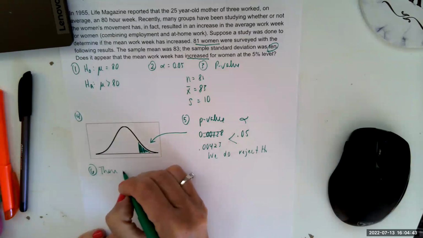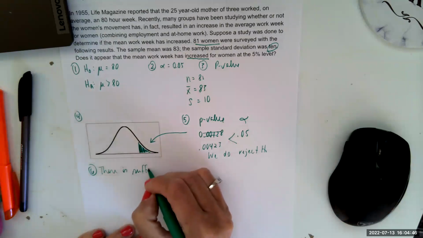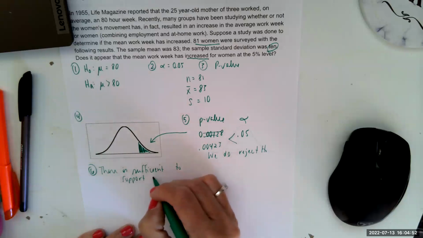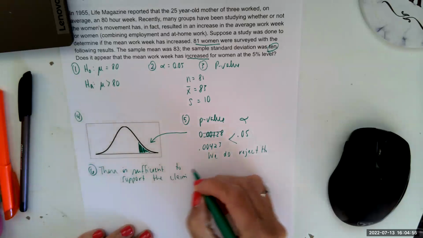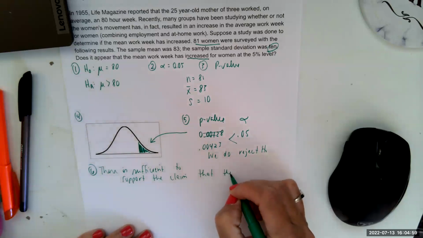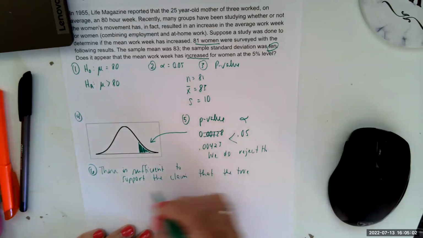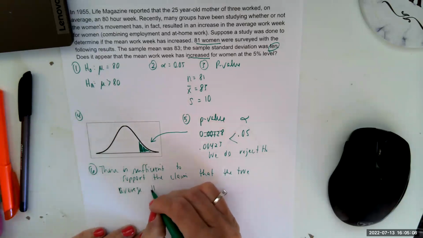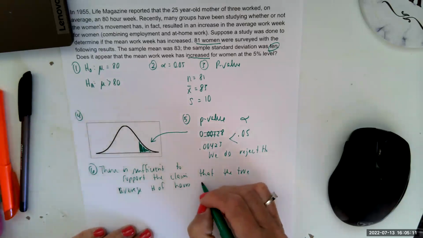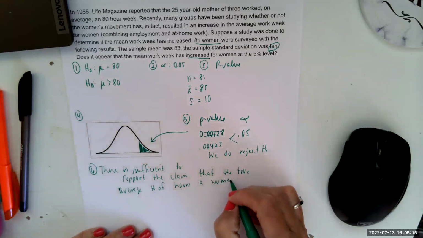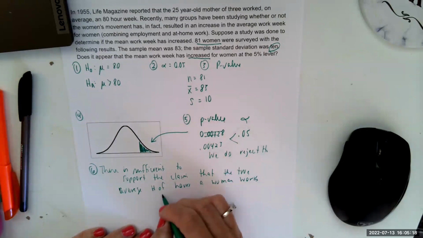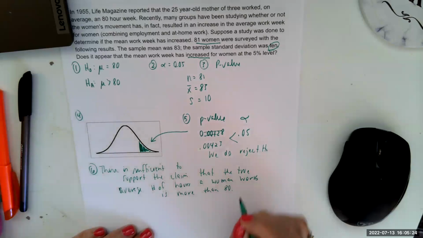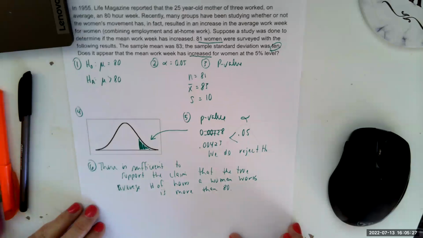So there is sufficient evidence to support the claim that the true average number of hours a woman works is more than 80. Because we did reject H0.